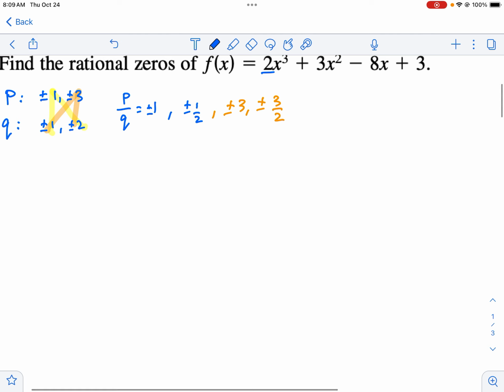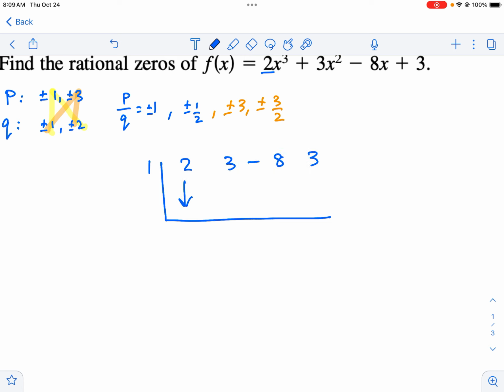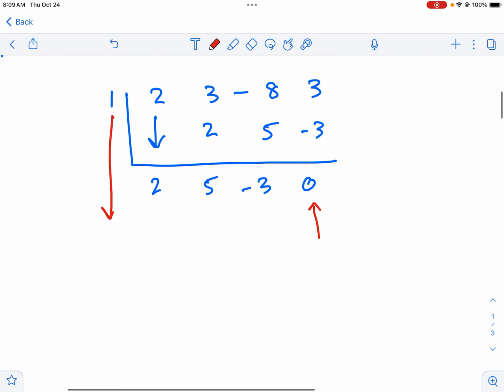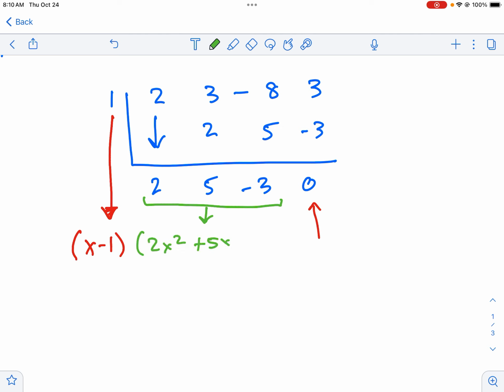I like to just check the whole numbers first. So let's say I'm going to check the positive 1 version, and we can check that with synthetic division. With synthetic division, I get a 2, 5, 5, negative 3, and a negative 3, and I get the 0. If you get a 0, that means that you found one of the roots. Remember that when we do synthetic, it's opposite. So this tells me that this polynomial can be factored into x minus 1, and then these come together as 2x squared plus 5x minus 3.